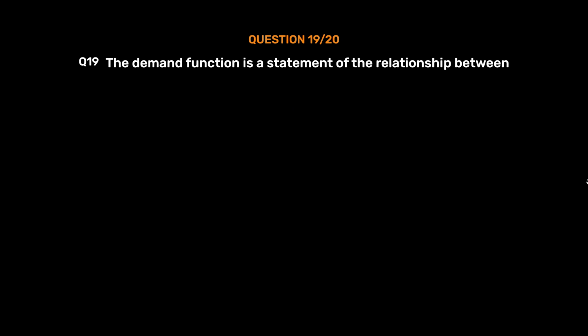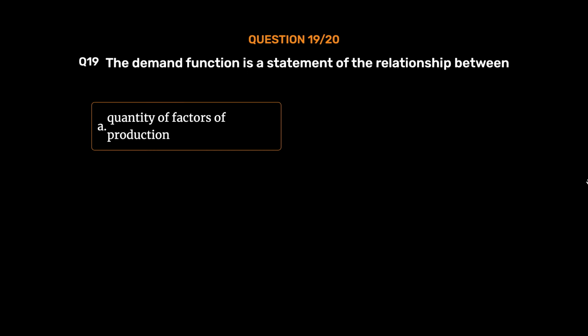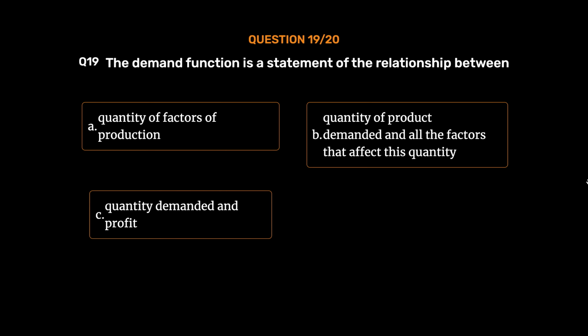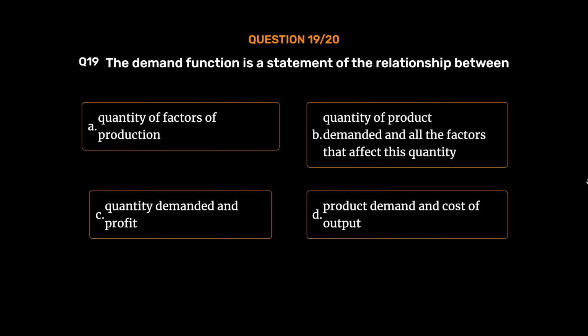Question number 19. The demand function is a statement of the relationship between Option A, quantity of factors of production. Option B, quantity of product demanded and all the factors that affect this quantity. Option C, quantity demanded and profit. Option D, product demand and cost of output. The correct answer is Option B, quantity of product demanded and all the factors that affect this quantity.